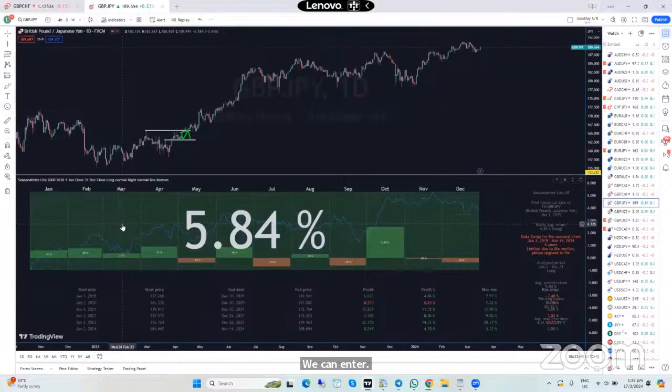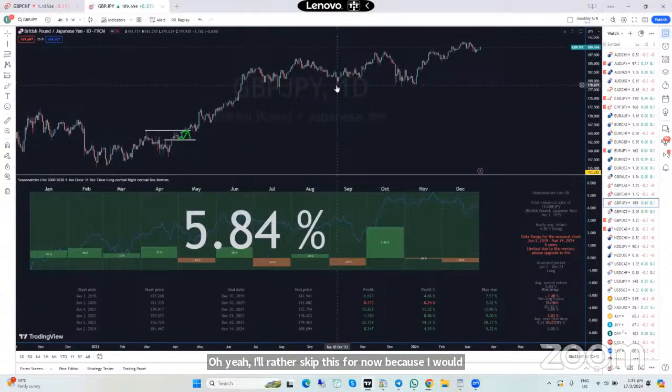Pound yen, I would rather skip this for now. I would say the bullish run starts from Jan. Even look at the daily chart. Yeah, it's somewhere around here.